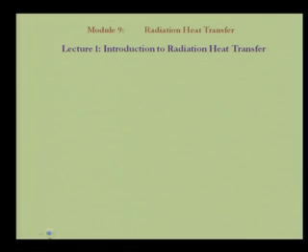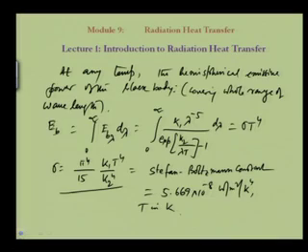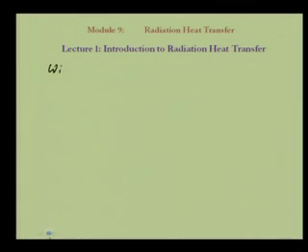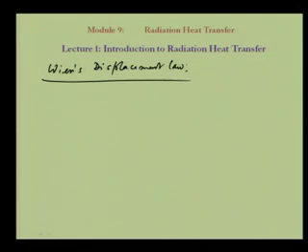Now, another thing I should discuss is Wien's displacement law. We have seen the Stefan-Boltzmann law, which says that E_b is equal to sigma T to the power 4, which we have already discussed. Coming to Wien's displacement law, it says that lambda max times T is a constant, and that value is 2898 micrometer Kelvin.